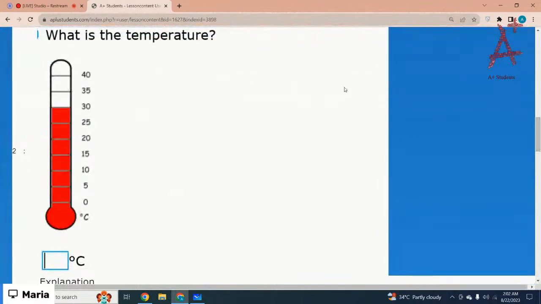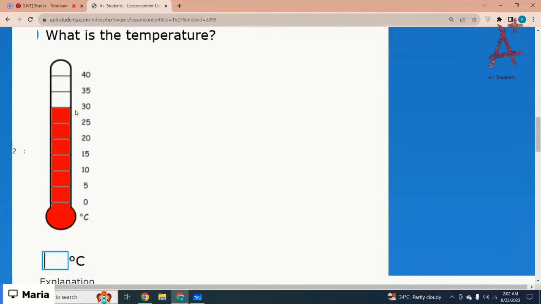Okay, the next one is what is the temperature? You are given a thermometer, and you have to read the temperature. So how do we read the temperature? You have to look at the thermometer and look for a line where the color changes from red to white. So you have to read the temperature along this line.